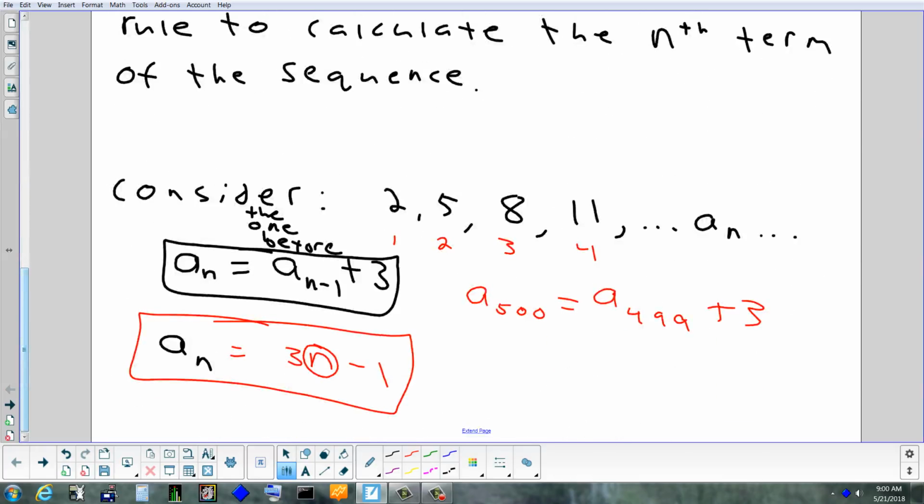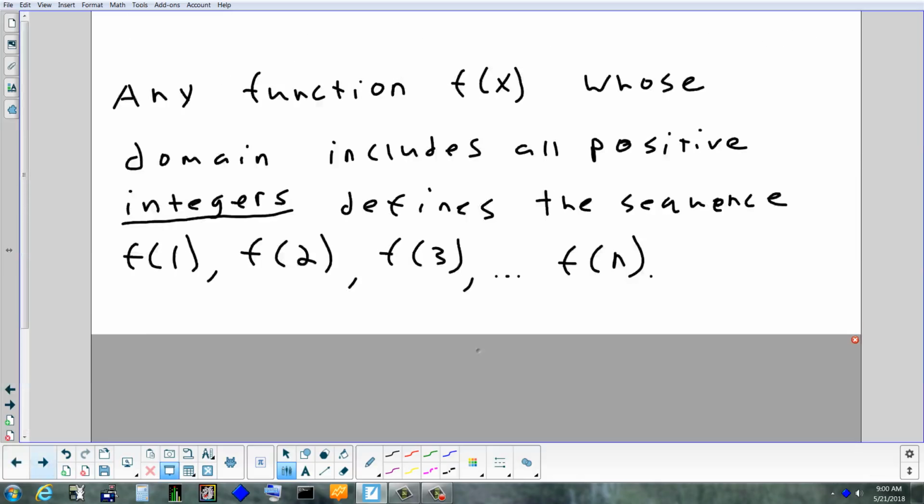Since n represents a position in a sequence, what kind of numbers are you allowed to plug in for n? Integers. Close. I can think of some integers you can't plug in. Positive. Yeah, it has to be positive integers. All right. So that's basically what this is saying right here. If you take any function and restrict the domain of it to just positive integers, 1, 2, 3, 4, 5, you have a formula that could be used to define a sequence.